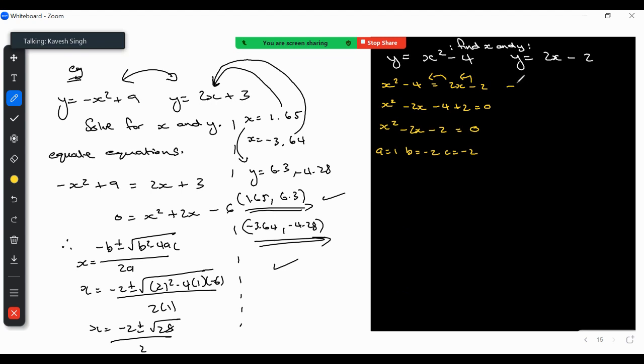And so minus b would be minus minus 2, plus or minus the square root of b squared, which is minus 2 squared, minus 4 times a, which is 1, times negative 2, which is c, over 2 times a, which is 1, getting me my x coordinates. So it's going to be 2 plus or minus the square root of 4 plus 8, which is 12, over 2. And so let's see what these x values come to on the calculator.